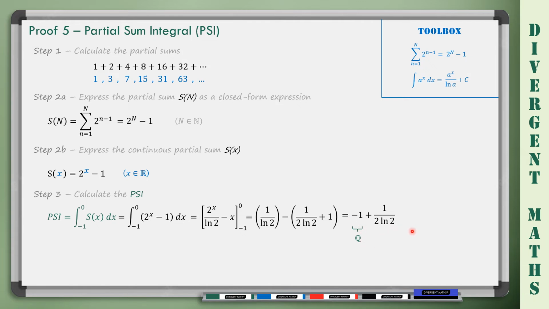I'm assuming here that we know that log of 2 is not a rational number. Therefore, 1 over log of 2 is not rational, and 1/2 of it is still not rational. So we can decompose that number into a rational part and an irrational part.